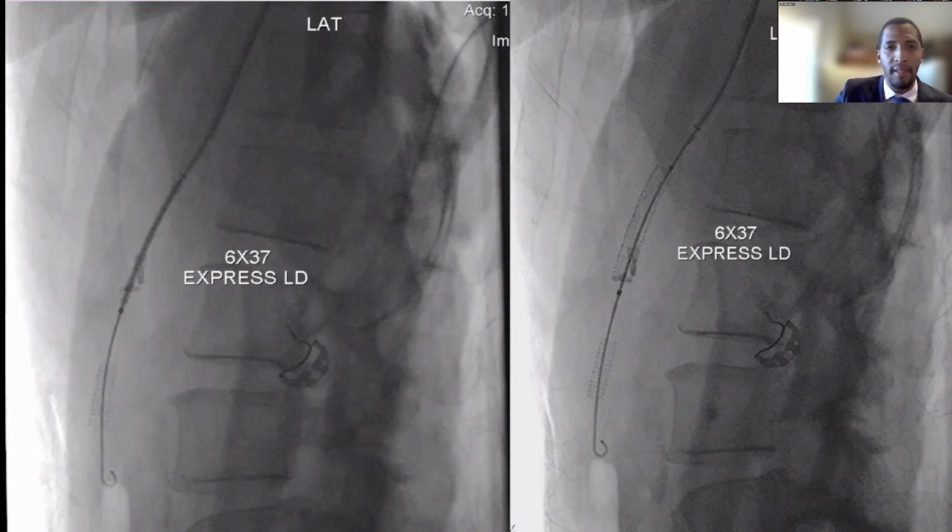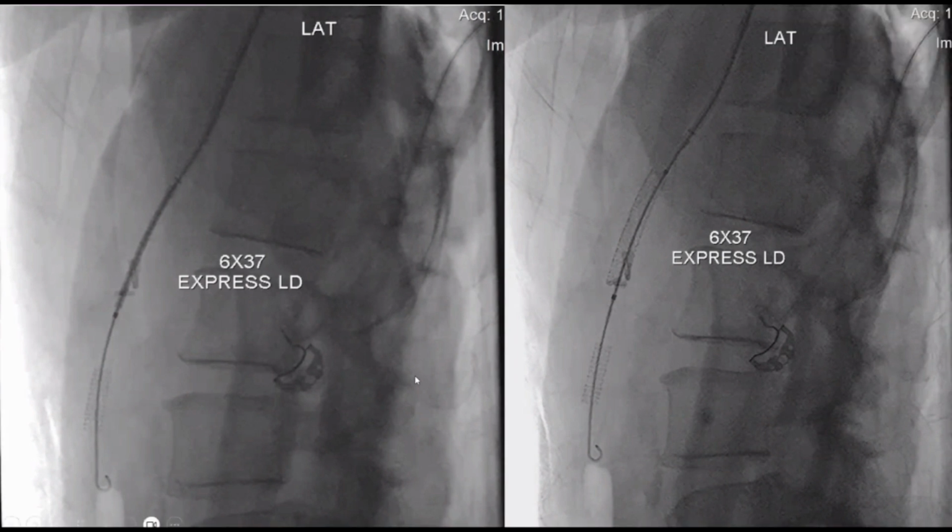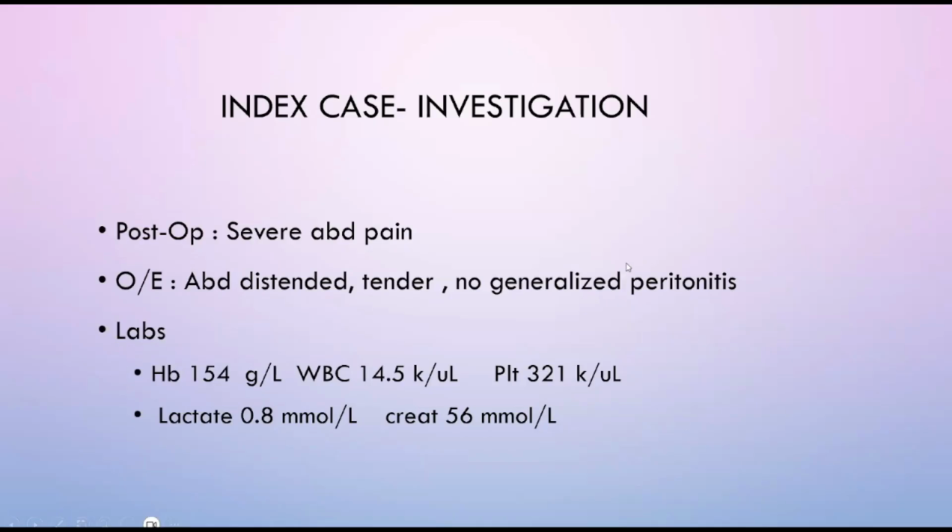Again, accessing the left brachial artery, we're able to deploy an Express LD stent. You can see, again, my sides are mixed up, but on the left side, you can see the previous stent inferiorly, and then superiorly, you can see they're about to deploy the proximal SMA stent. On the right, it is fully deployed. Good result. We started to pat ourselves on the back.